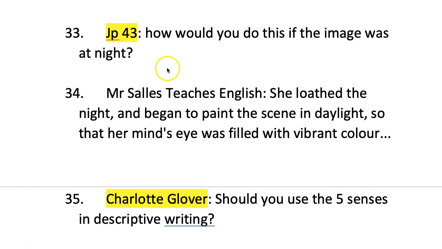Yes, says JP43, but what would you do if the image was at night? Well, you do it exactly the same way. Now, interestingly, if you want to describe a scene and introduce contrast, what a brilliant way to do it. Describe it at daytime and then show how it is completely different at night. So this will actually help your writing get a higher grade because you can use contrast to structure your answer. And my advice was, you could start like this: She loathed the night and began to paint the scene in daylight so that her mind's eye was filled with vibrant colour. So it's a really easy way to depart from the time of the picture.